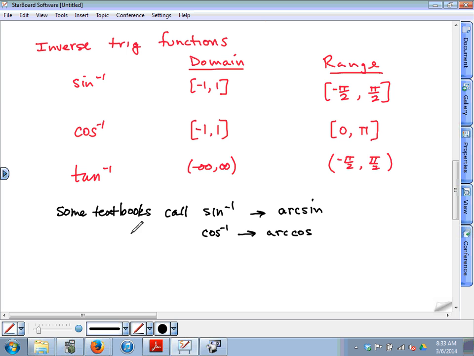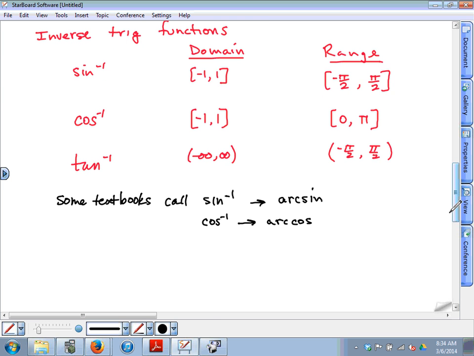Something else before we do some concrete examples. If we were to start evaluating inverse trig expressions, the inverse sine of some unknown value x is equal to theta, implies that the sine of theta is equal to x.